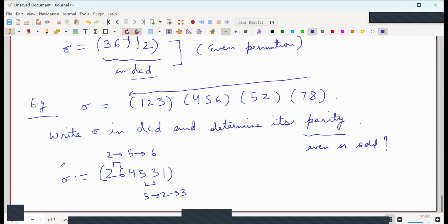Still there are symbols remaining in this permutation. Yes, sir. So we need to again open a cycle. And what are the remaining symbols? 7, 8. So you can start with anyone. I'm starting with 7. Where does 7 map to? 8. And where does 8 map to? 7. So it will come as it is. Okay. So is it even or odd? Even, sir. Even permutation.